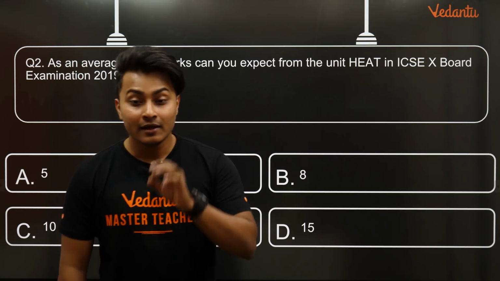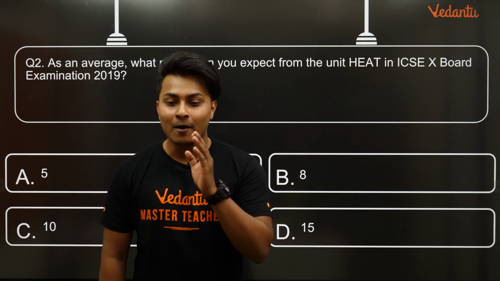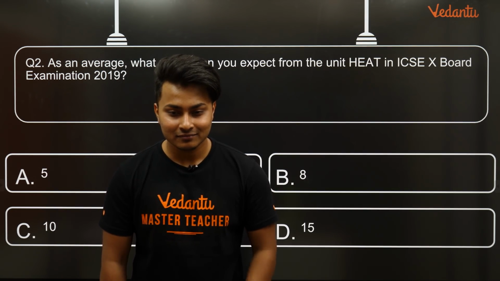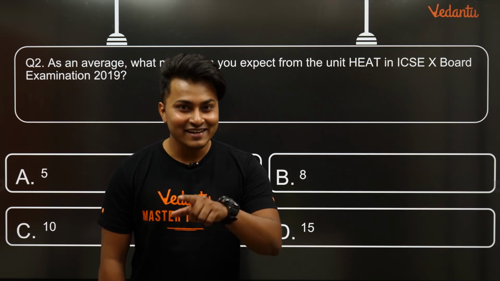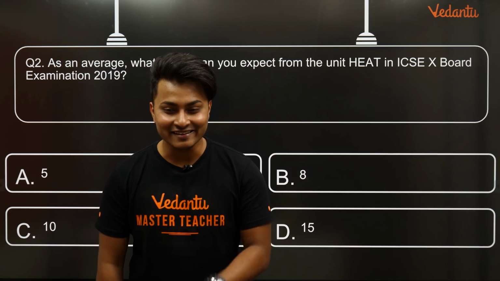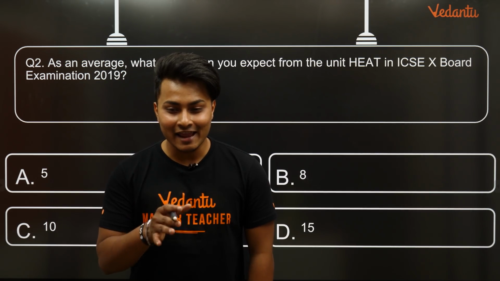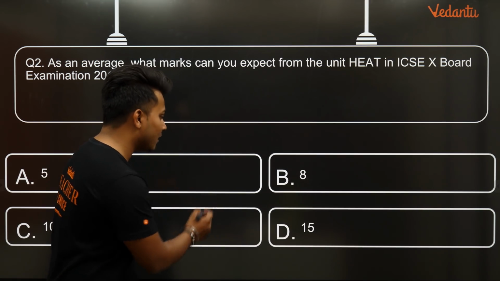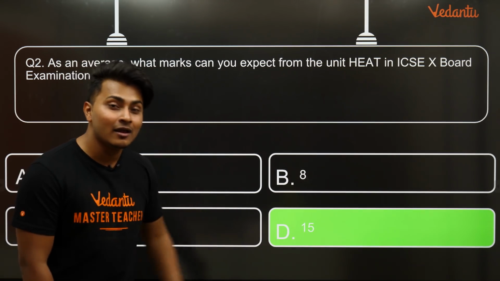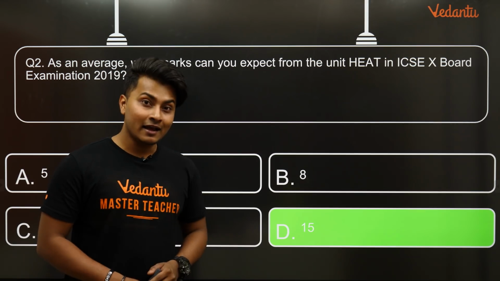What is your answer? Amazing. I could see some crazy answers going on. A lot of you guys chit-chatting also. Stop chit-chatting. Concentrate here. So 5, 8, 10, 15. I could see a lot of A, B, C and D. So the correct answer comes out to be nothing but 15. Option D, 15 is the correct answer.